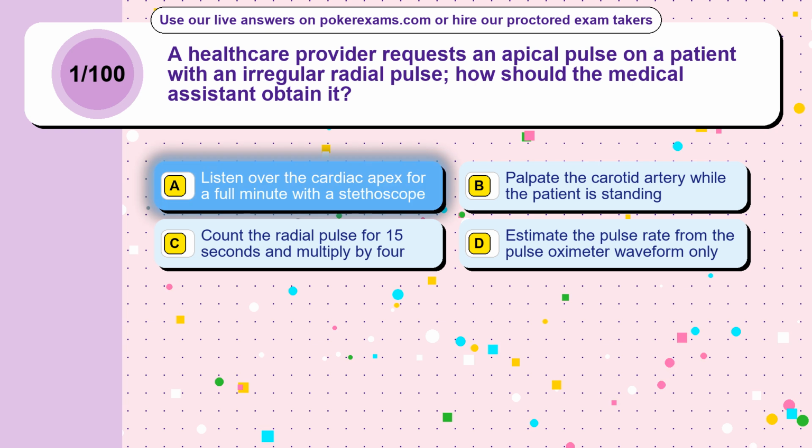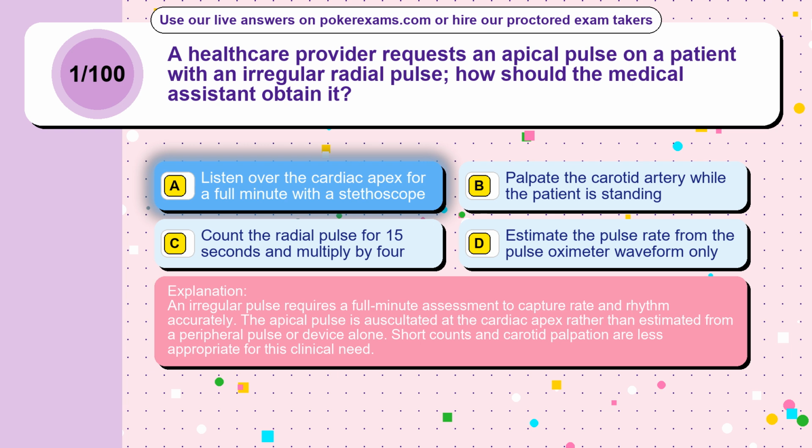The correct answer is option A. Listen over the cardiac apex for a full minute with a stethoscope. An irregular pulse requires a full minute assessment to capture rate and rhythm accurately. The apical pulse is auscultated at the cardiac apex rather than estimated from a peripheral pulse or device alone. Short counts and carotid palpation are less appropriate for this clinical need.